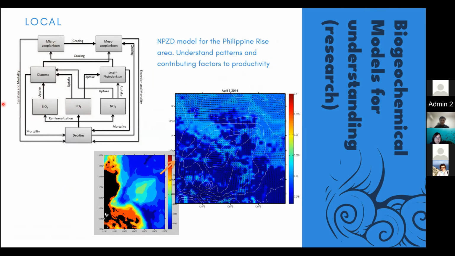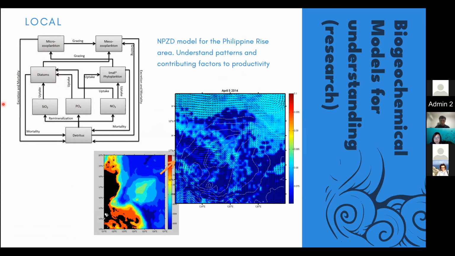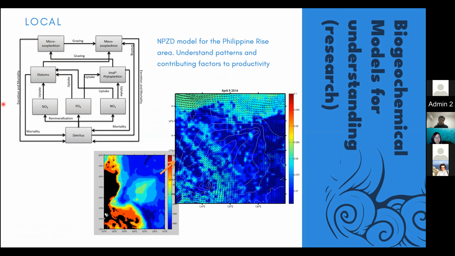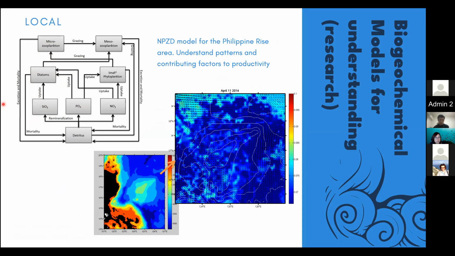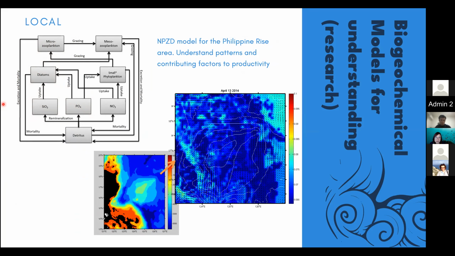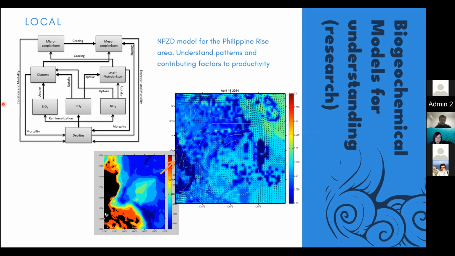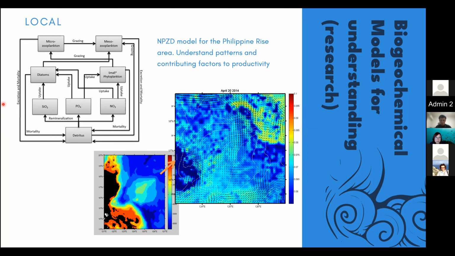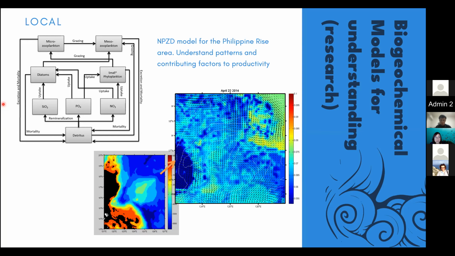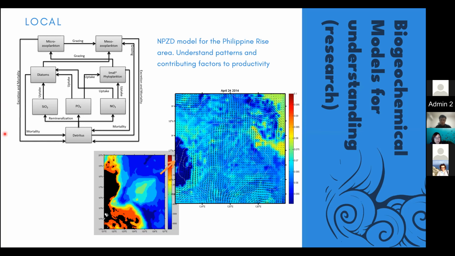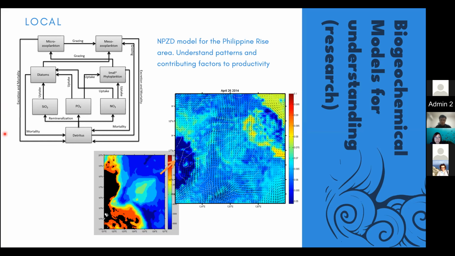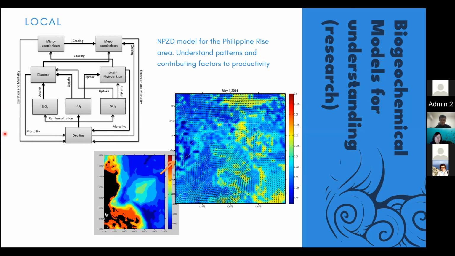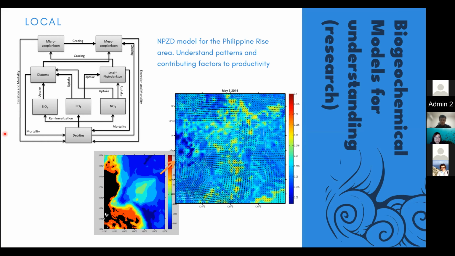We also developed an NPZD model coupled to HYCOM for the Philippine Rise area in the northeast of the country. This model contained 2 phytoplankton and 2 zooplankton compartments, together with the other 3 nutrients and detritus. We used this to understand the patterns of productivity in this area and the contributing processes, particularly the mesoscale eddies that are passing through there from west to east.